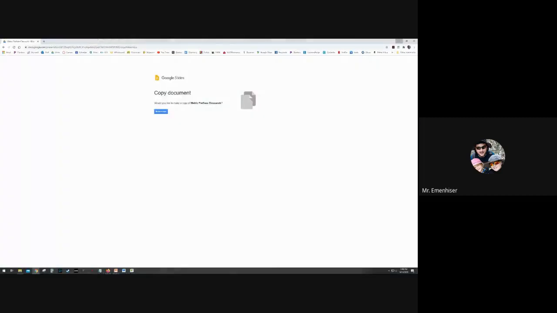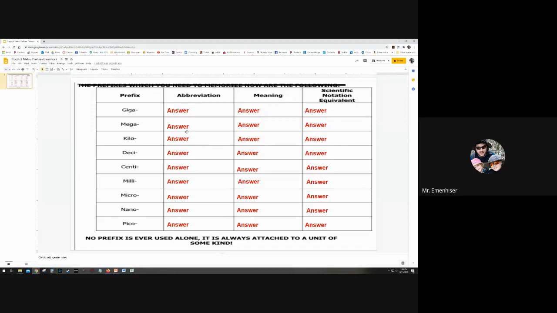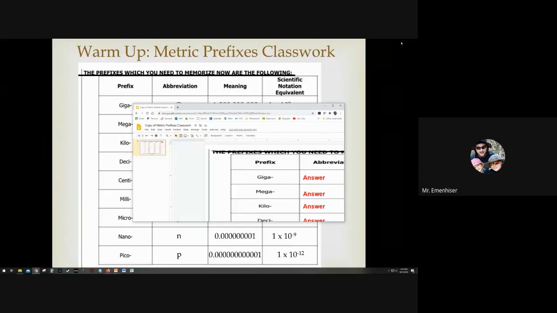So we click on the link. It tells us to make a copy. I click the make a copy button and it pops up. Up here it says the metric prefixes need to be memorized. You don't need to memorize them, so I cross that out. And then down here it says no prefix is ever used alone. It's always attached to a unit of some kind. So centi and then meter, milligram, something. There's got to be some kind of unit.